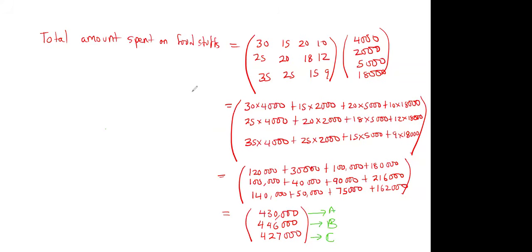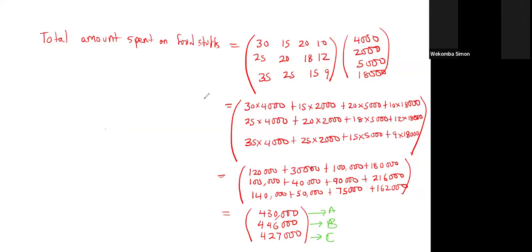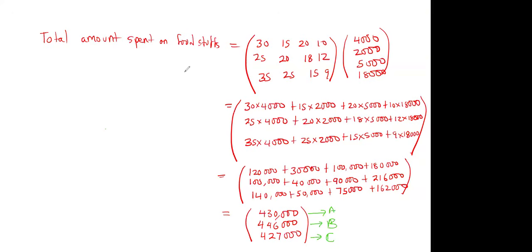Okay, that is good. Thank you. Simon, for you, what do you have to say? Like this, table 2, because it has the highest amount spent. Okay, yes. So that is how you reason out. That's how you reason out, Chambers.